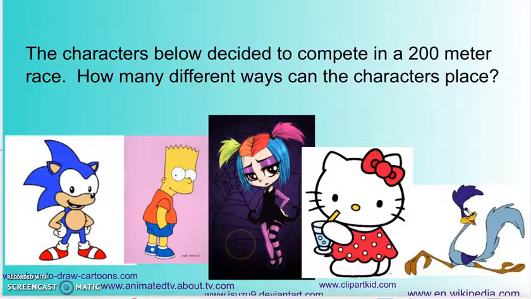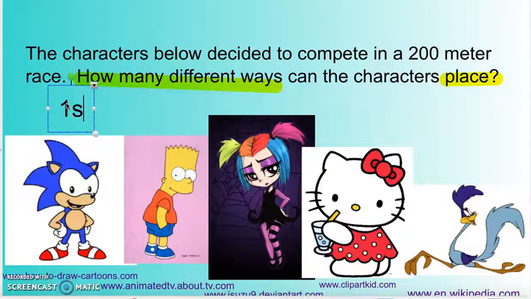And they're all sprinters. And so we are trying to figure out how many different ways, and I'm going to underline this, so it says how many different ways can the characters place? Now think about when a runner places, if there are 5 people running in the race, what are the different places that they can place in?